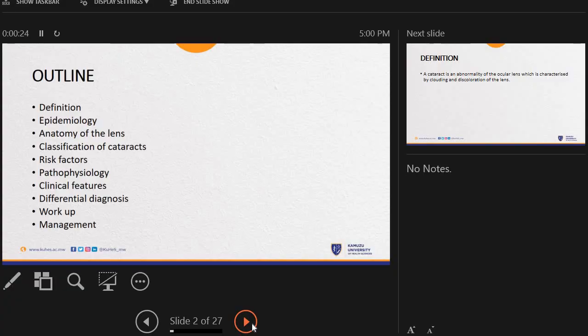So this is the outline of my presentation. We'll define what a cataract is. We'll look at the epidemiology, the anatomy of the lens, the different classification of cataracts, the risk factors, pathophysiology, clinical features, the differentials, as well as the management.